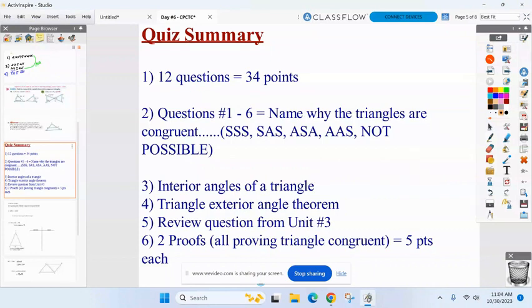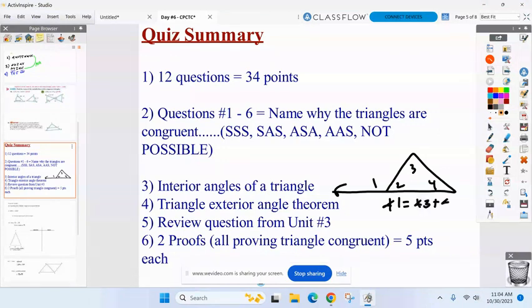What do I mean by number 4? Triangle exterior angle theorem. Angle 1 is equal to what 2 angles added up? The remote interiors, 3 and 4. So keep that in mind for tomorrow. There's a review question from Unit 3 that deals with parallel lines, but it still has to do with the interior angles of a triangle.